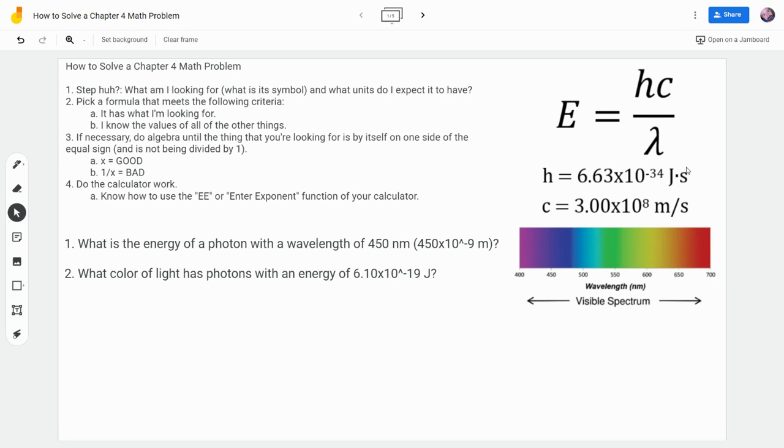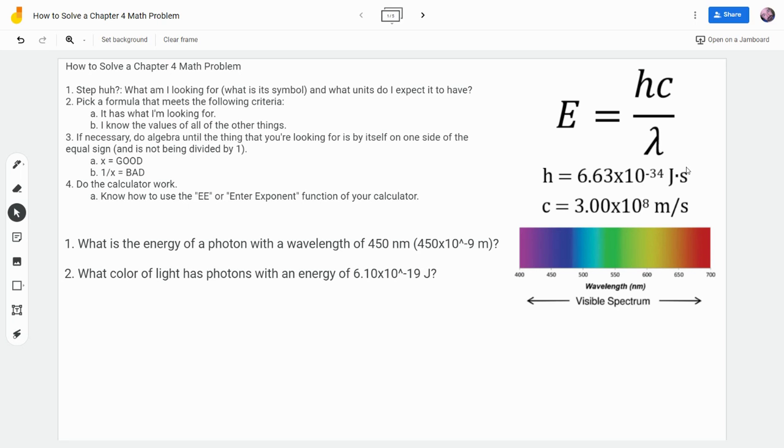Step three, if necessary, do the algebra until the thing that you're looking for is by itself on one side of the equal sign and not divided by 1. So what that means is solve for the thing and have that thing by itself and don't have it on the bottom of a fraction. So like I've written here, if you're solving for x, x equals something, well, that's good. If you have 1 over x equals something, that's bad because you're not solving for the inverse of x, you're solving for x.